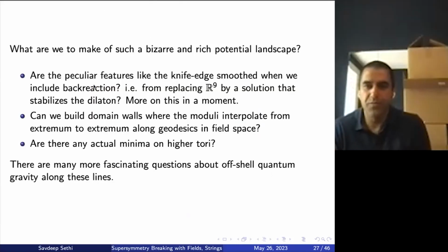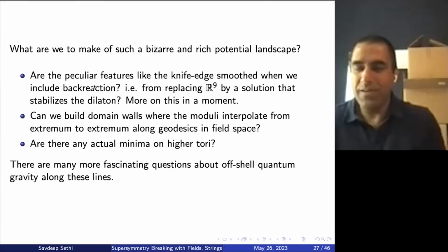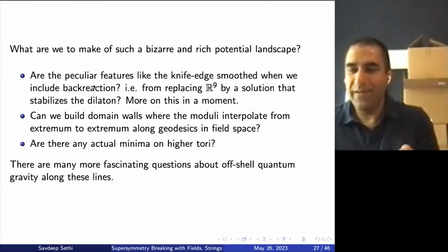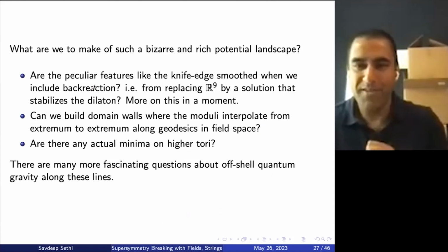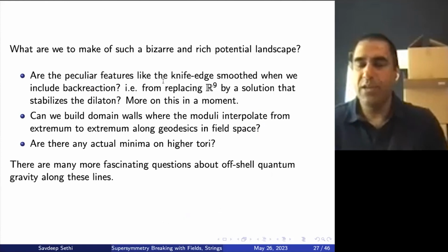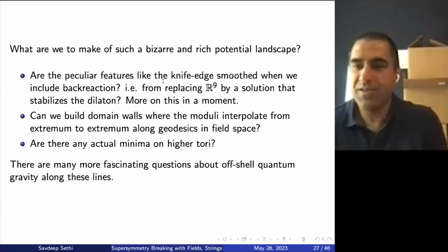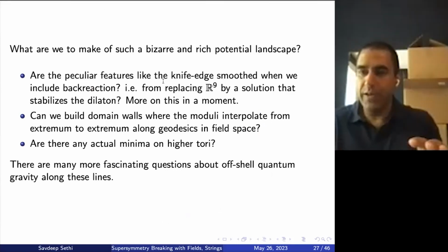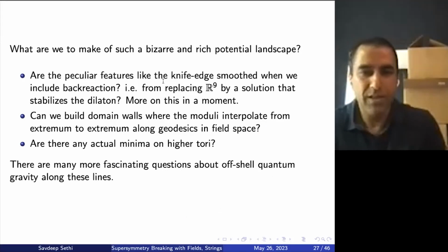Well, what are we to make of such a bizarre and rich potential landscape? I mean, is it physical to have a point like a knife edge, where if you move infinitesimally away from that point, the potential energy drops to minus infinity? It seems very unphysical. So we might wonder, could all this be coming about because we're starting with something that's not actually a solution of string theory? We're starting with R9 cross a circle, which is a tree-level solution, but a solution that doesn't stabilize the dilaton. We'll come back to this in a moment.